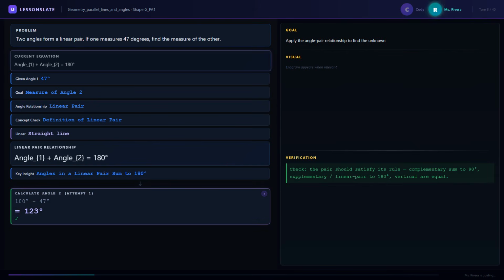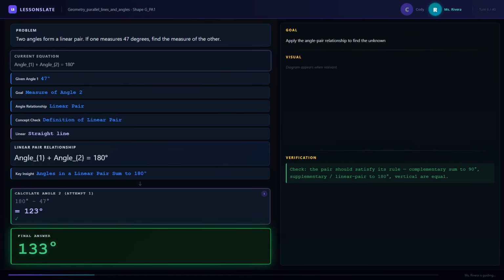That's exactly right, Cody. You've correctly identified the relationship and set up the calculation. Subtracting 47 degrees from 180 degrees gives us 133 degrees. Congratulations, you've solved the problem. Oh, right, 133 degrees. My math was a little off there.